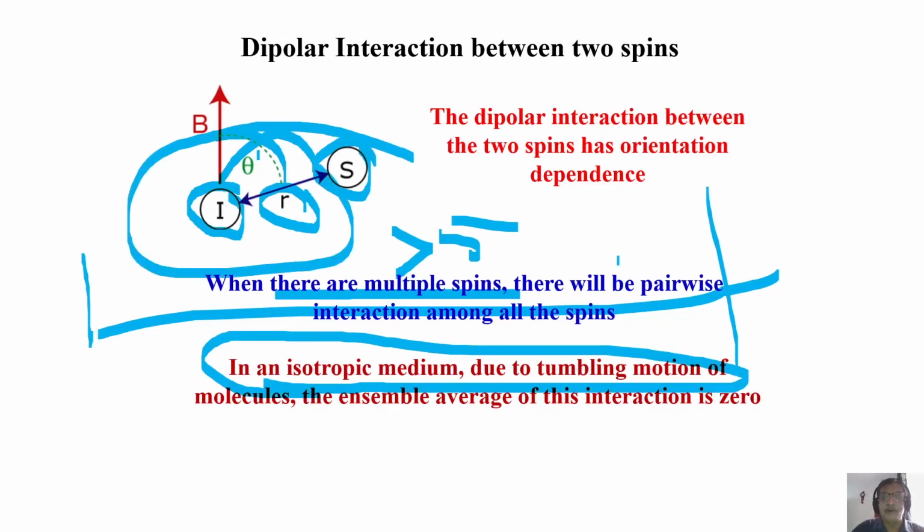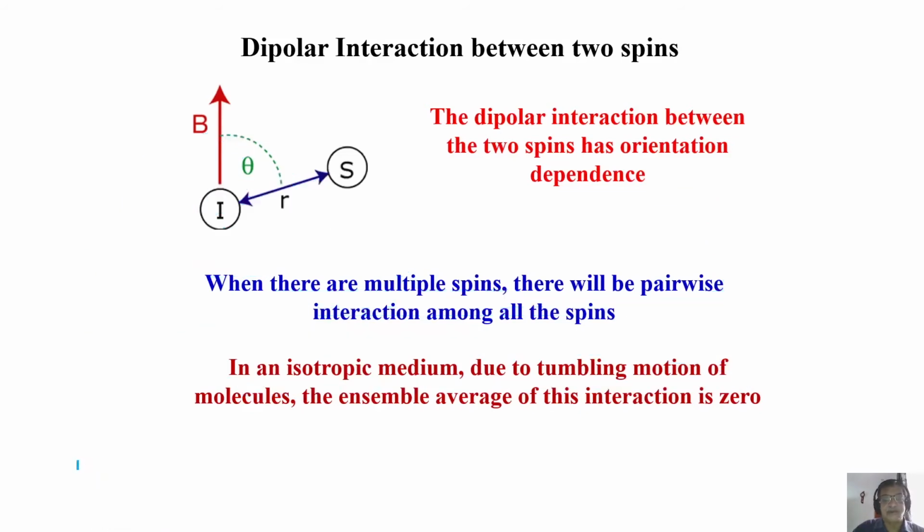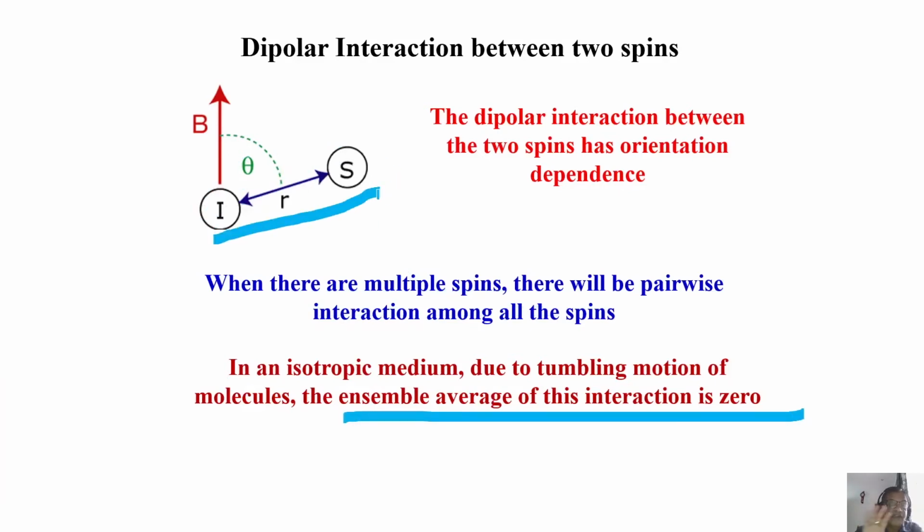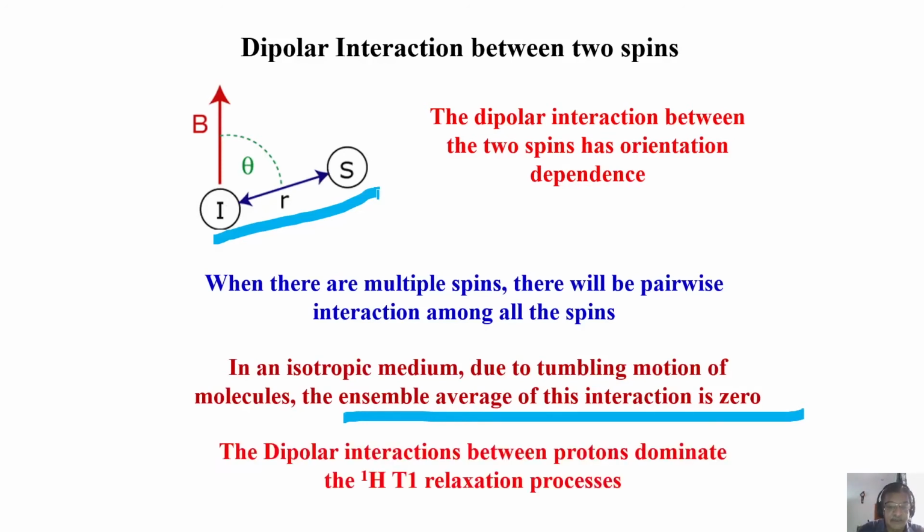So in the isotropic medium, what happens is dipolar coupling goes to 0. Very interesting: the dipolar coupling goes to 0 in isotropic solution, because dipolar coupling is an orientation dependent phenomenon, and as a consequence, in the ensemble average, because of the tumbling motion, this interaction goes to 0. Dipole coupling in solution goes to 0. Remember, even in the beginning, in one of the classes I said that dipolar coupling does not exist in the solution state because of motional averaging. I am repeating the same thing. Dipolar interaction is non-existent in the solution state.